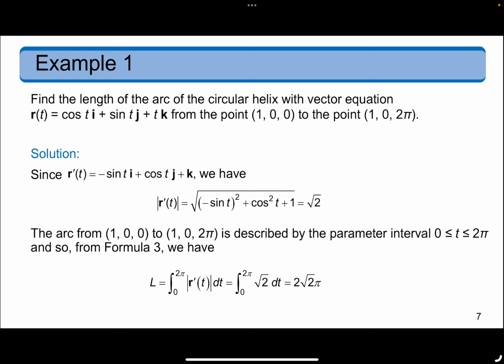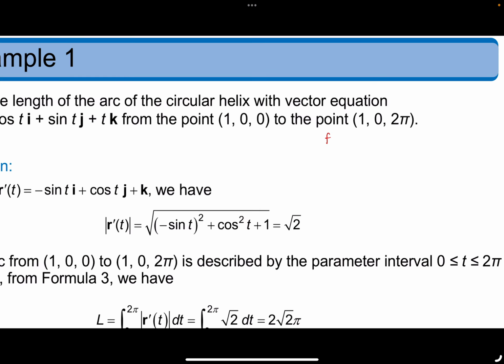Example: find the length of the arc of the circular helix with the vector equation r of t is equal to cosine t i plus sine t j plus t k from the point (1, 0, 0) to the point (1, 0, 2 pi). So I think it would be one complete revolution in the z direction, from 0 to 2 pi along z. Taking into consideration that x is 1 and y is 0.